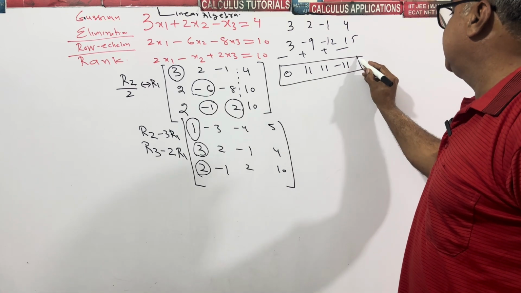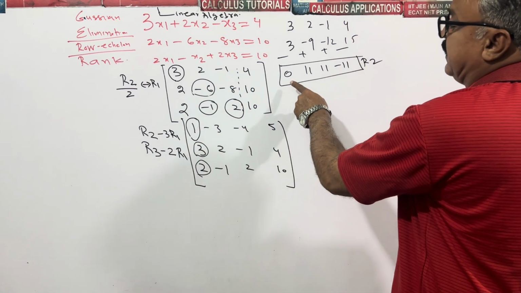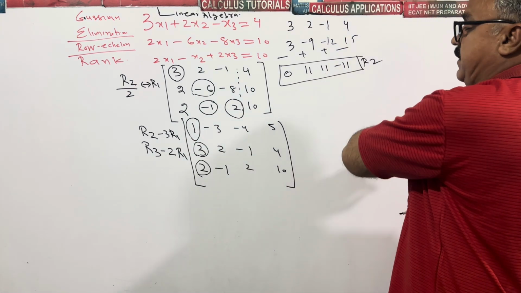I have to write this thing instead of R2. Instead of R2, we have to write 11, 11 and minus 11.